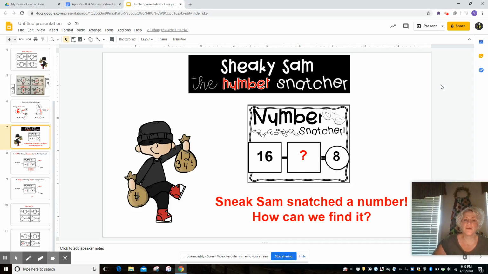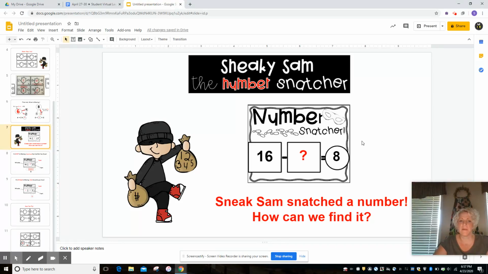Hey boys and girls, we're here for our second math lesson this week on missing numbers. Today we're going to talk about how to solve for a missing number in a subtraction problem. We've done this work before, so I just want to remind you of some strategies that we've figured out together. We have our example right here, 16 minus something equals 8. We're going to talk about a couple strategies to help us figure this out.